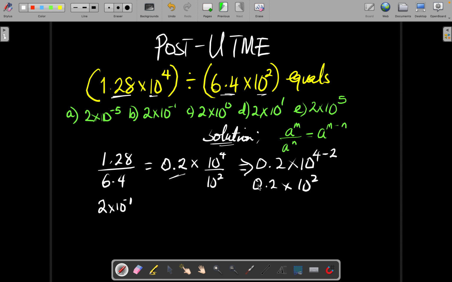Because only one zero there. If now 0.02, it will be minus 2, that is 2 times 10 to the power of minus 2. If now 0.002, because now it is 3 zeros, it will be minus 3.